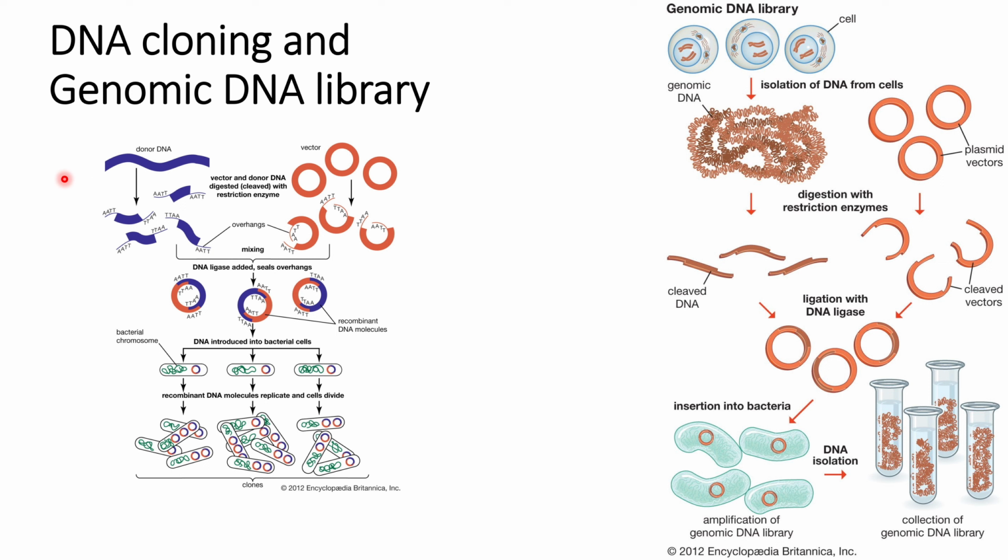People usually use different vectors in order to transfect the gene of interest or part of DNA into the organism, and then use the organism's machinery to transcribe.